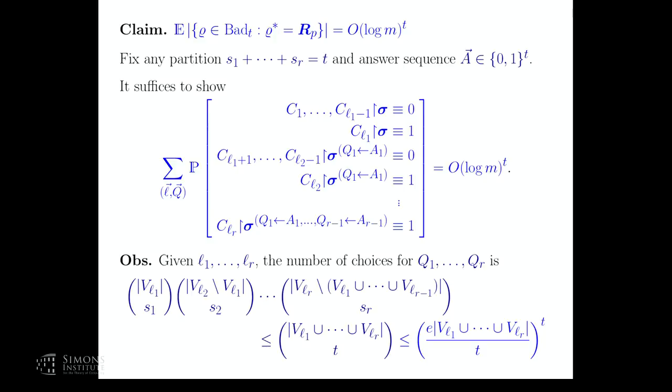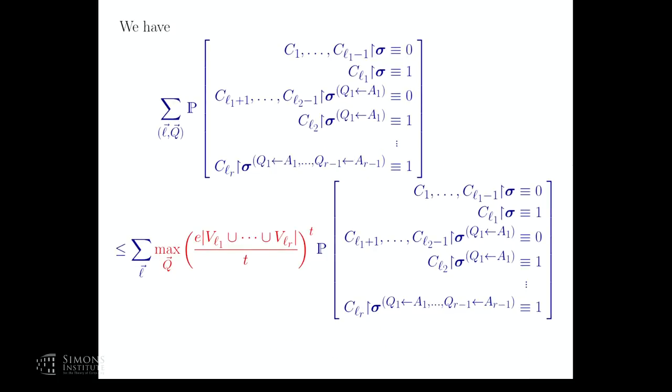We now observe that for any given choice of the L's, L1 to LR, the number of possible choices for the queries is bounded by this. We're taking an S1-size subset of the variables in clause L1, and so on. This is certainly bounded by the number of t-element subsets of the union of V_L1 to V_LR. Then by the standard bound for binomial coefficients, this is at most e times the size of this set over t, raised to the power t. So for any given L's, the number of choices for Q's looks like this. Let's plug that into the thing we're trying to bound. We have a sum over L, and now the max over Q of the number of possible Q of this.